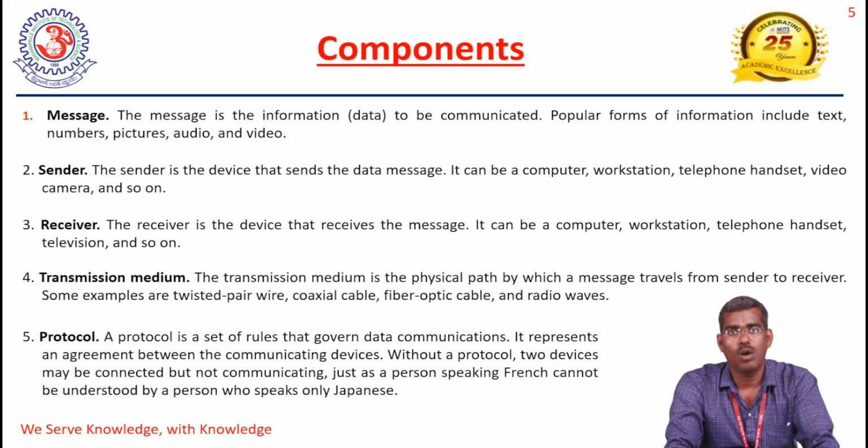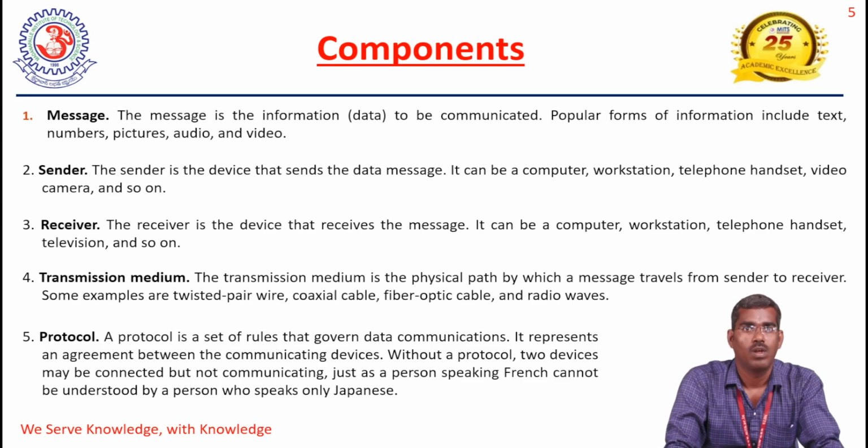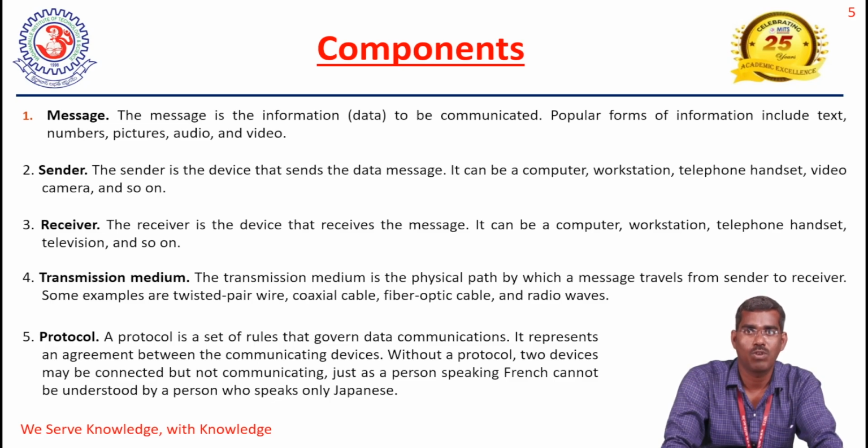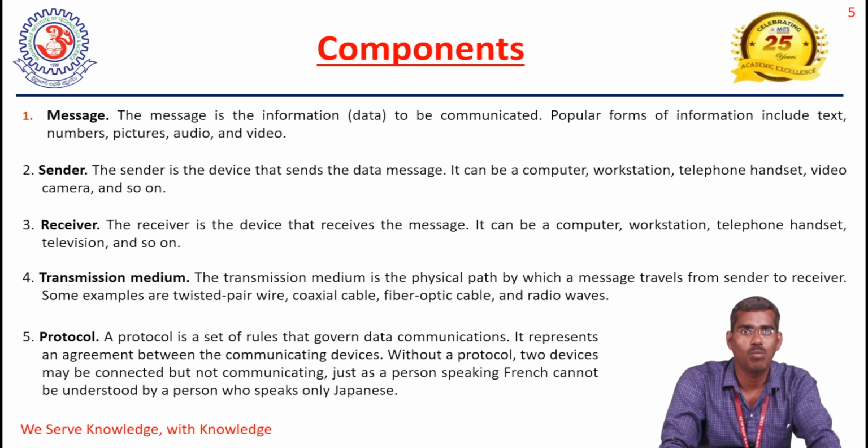Next one, what are the components of communications? There are five components. First one message, second one sender, third one receiver, fourth one transmission medium, fifth one protocol. Message is the data to be communicated, in the form of text, numbers, pictures, audio and video. Next one, sender. The sender is a device that sends the data message. It can be a computer, workstation, telephone handset, video camera and so on.